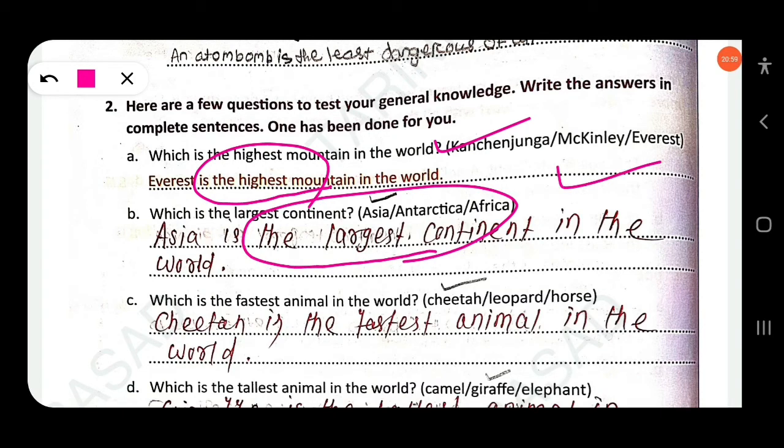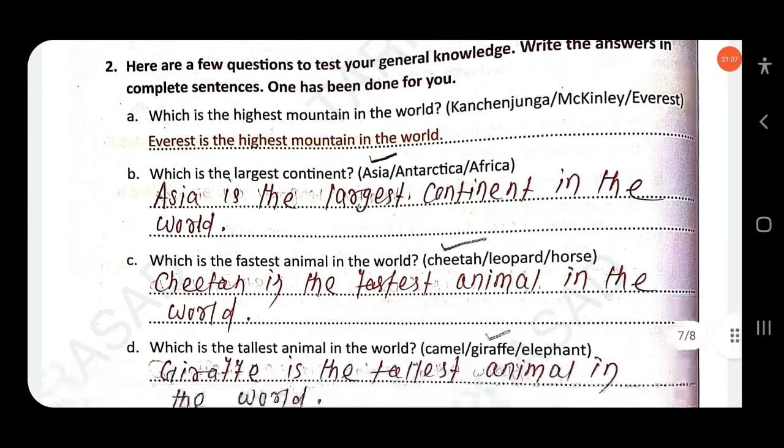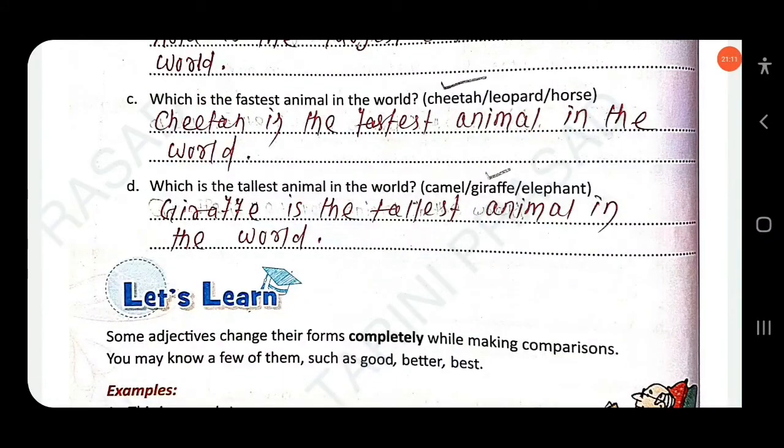Which is the fastest animal in the world? Cheetah. Okay, cheetah is the fastest. So here superlative degree is used. Similarly, next, which is the tallest animal in the world? Giraffe. Okay, giraffe is the tallest animal. This is superlative degree. Okay.